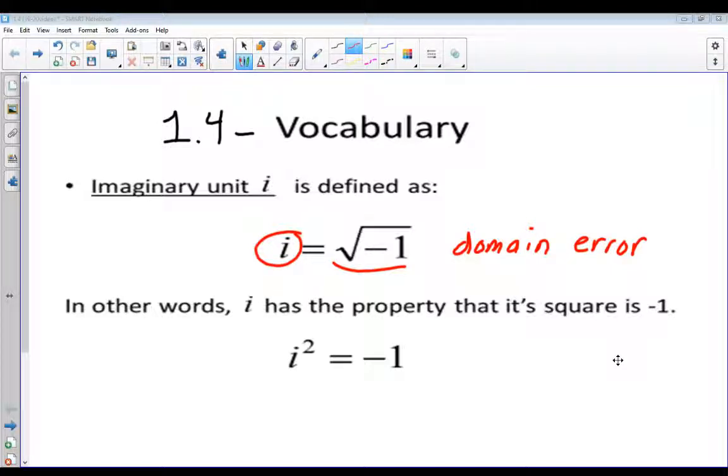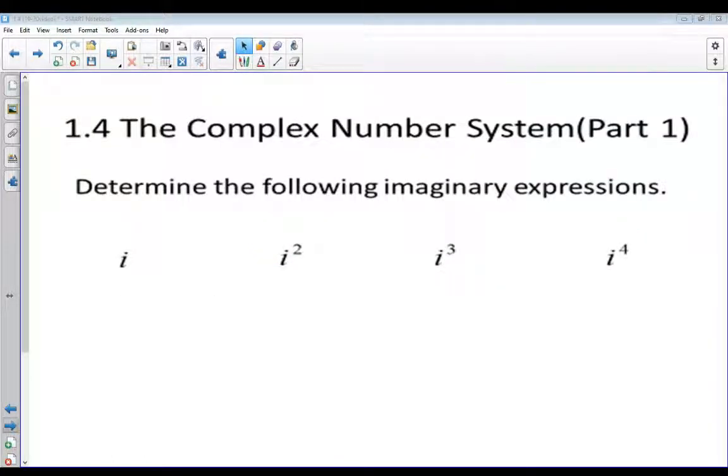Just another heads up, it's not just i we're going to be dealing with, but also i raised to certain powers. For example, i squared is actually the same thing as -1, and that's going to be a big help later on in today's lesson. So now, a little review, something you might have learned in Algebra 2.